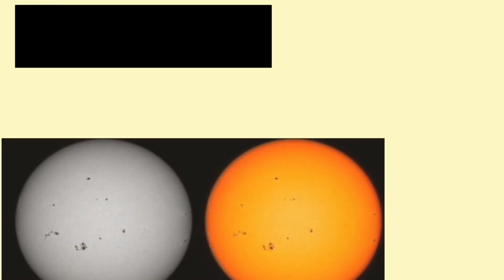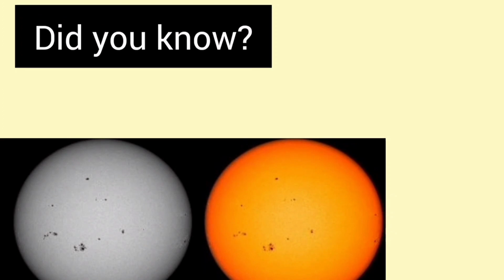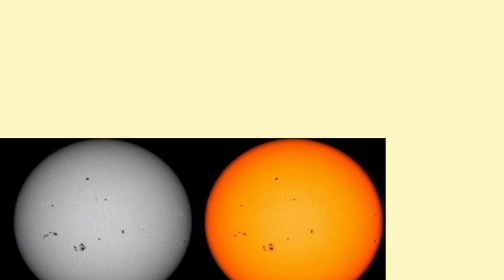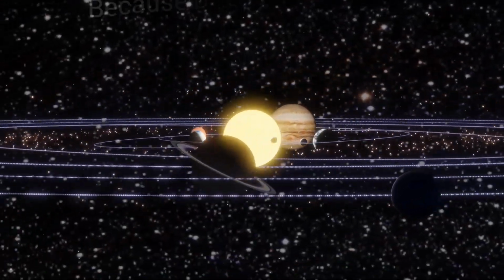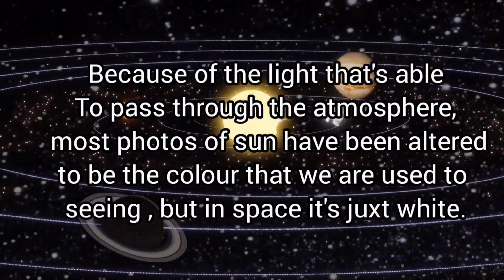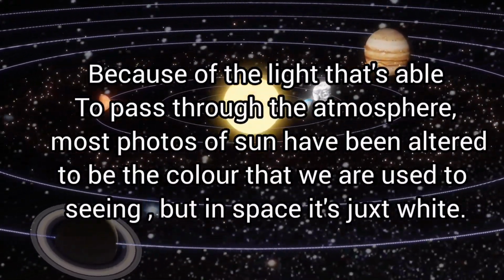Did you know? The Sun isn't yellow, it's white. We see it as a particular color because of the light that's able to pass through the atmosphere. Most photos of the Sun have been altered to be the color that we are used to seeing, but in space it's just white.